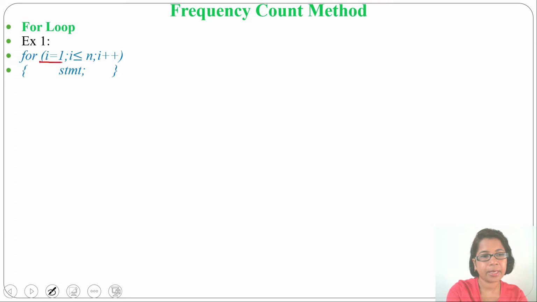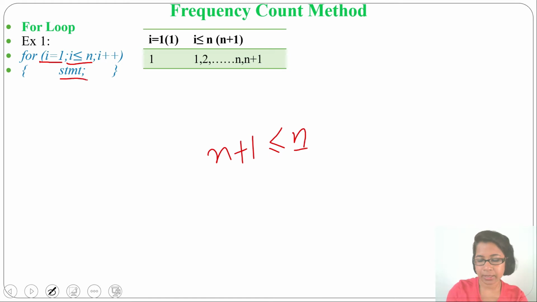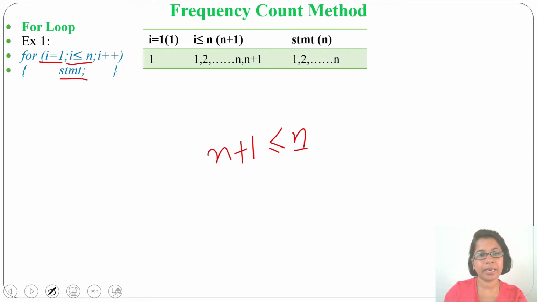So here, this statement I equals to 1 is the initialization. It will execute only once. Then I less than equals to n will execute n plus 1 times. When the I value will be n plus 1, it will compare with n. It is not less than equals to n, so it will fail. Next, this statement will execute n times for I value less than equals to n. Next, I plus plus: the initial I value is 1, so with I plus plus it will be 2, till n plus 1.